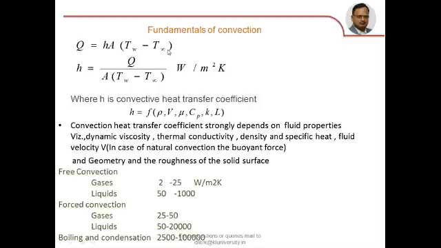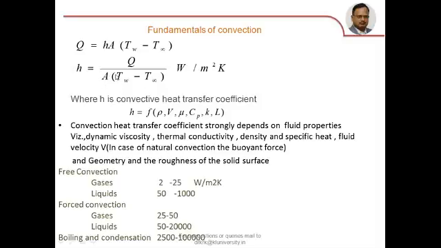Q is equal to hA (Tw minus T alpha) indicates that h is equal to Q by A (Tw minus T alpha), where Q is in watts, area is in meter square, and delta T either in Kelvin or degrees Celsius. So the unit for the convective heat transfer coefficient is watt per meter square Kelvin. The convective heat transfer coefficient is nothing but the heat transfer ability of a fluid per unit area and per degree temperature difference.